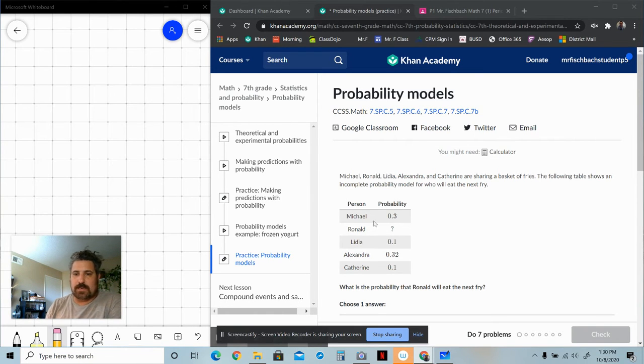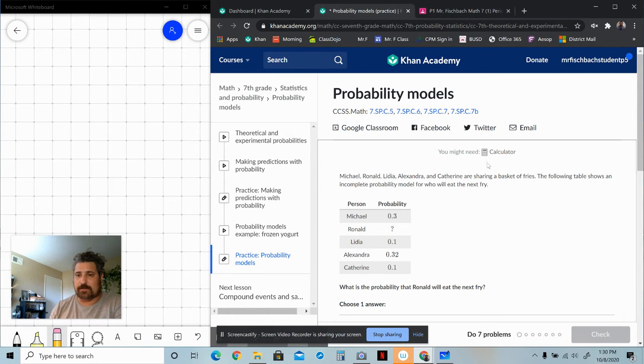What you can see here is Michael is 0.3, Ronald's unknown, Lydia is 0.1, Alexandra is 0.32, and Catherine is 0.1. Well, we need to figure out what percentage is left over. If these are the 5 people sharing this basket of fries, and this is the probability model that represents that, there must be a total of 100% chance that the fry is going to be eaten, right? So it's going to be eaten by someone. These are all 5 people sharing the basket. So we have to figure out what portion is remaining for Ronald.